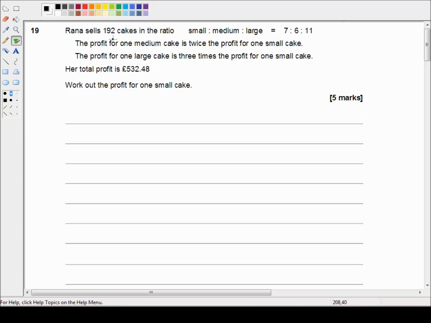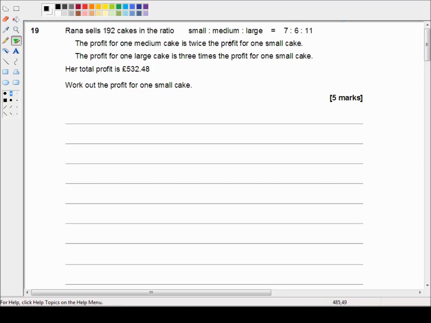Rana sells 192 cakes in the ratio of small to medium to large is equal to 7 to 6 to 11. The profit for one medium cake is twice the profit for one small cake. The profit for one large cake is 3 times the profit for one small cake. Her total profit is £532.48. Work out the profit for one small cake.